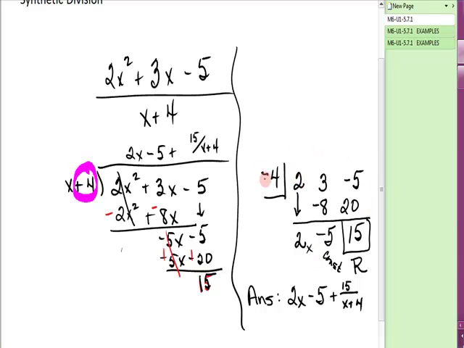You change a sign, you grab the first number, and from then on it is multiply, write it down, add. Multiply, write it down, add. And then switch it back into polynomial form. This is just going to take some practice. I'll move slowly through these problems.